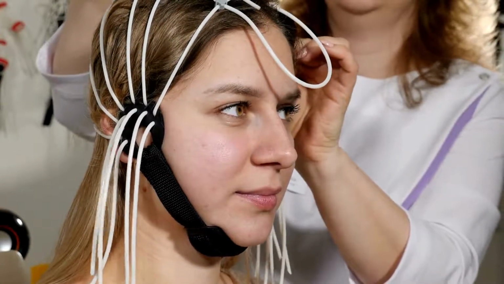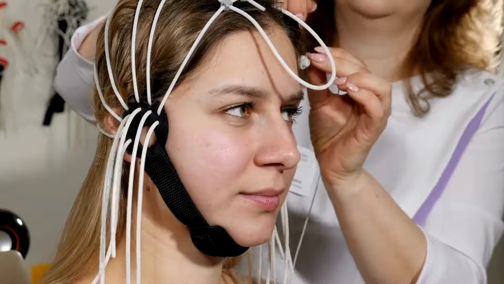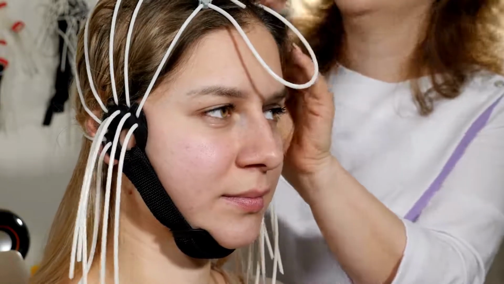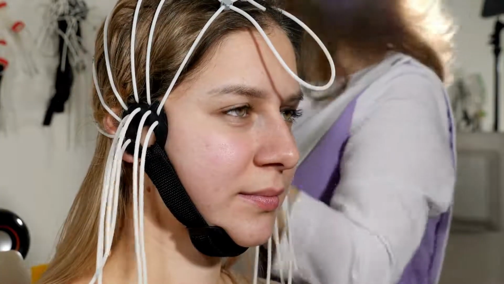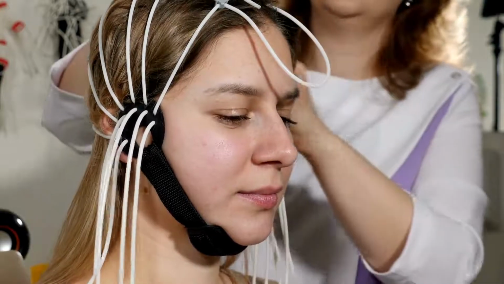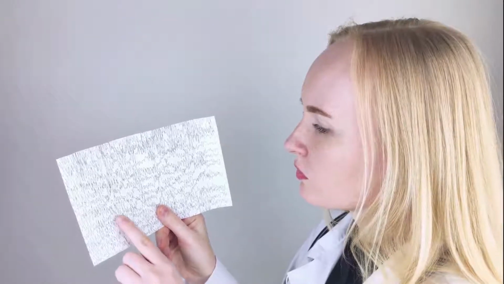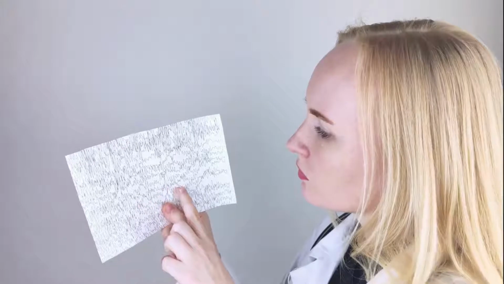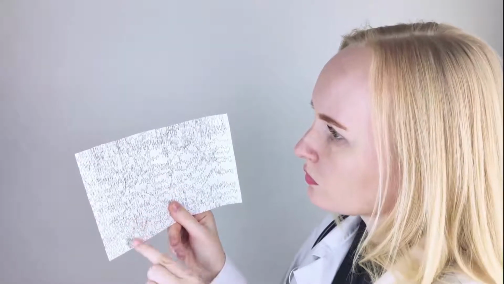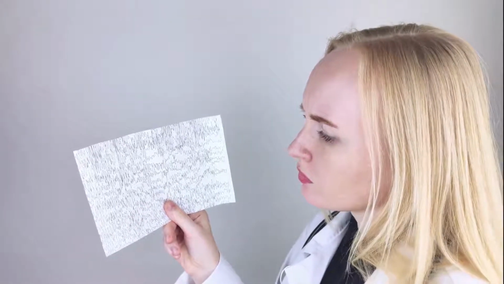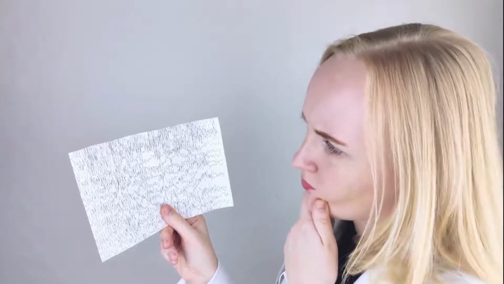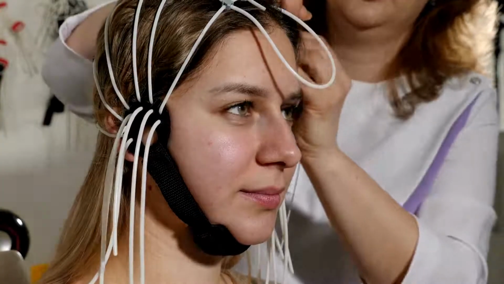Electroencephalogram, EEG. An electroencephalogram, or EEG, is a test that measures electrical activity in your brain. It's used to diagnose epilepsy and other neurological disorders. Doctors place electrodes on your scalp to measure electrical activity in different parts of your brain.